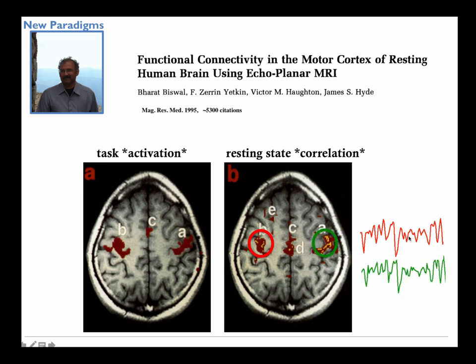But lo and behold, the other side correlated highly with it, about a correlation of 0.3, when typically with activation you get 0.5 to 0.8. But still, it was correlation. And it clearly showed the same or similar pattern as activation. And he published this, and resting state fMRI began in 1995.